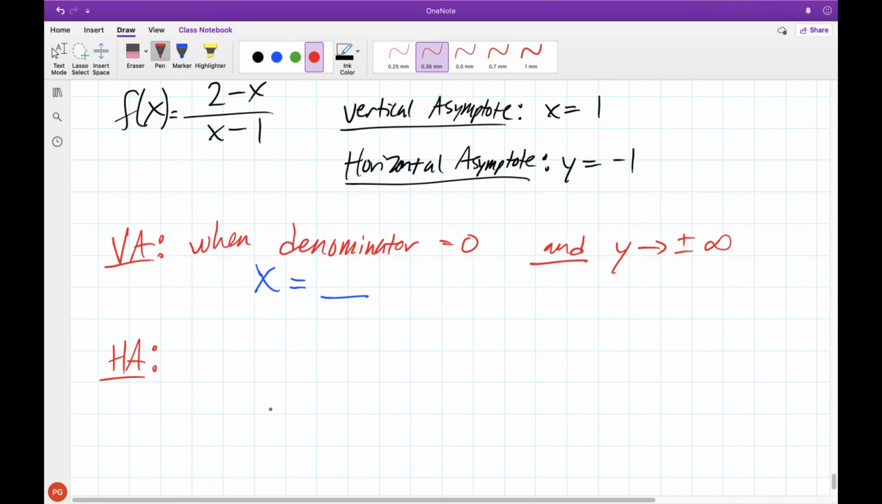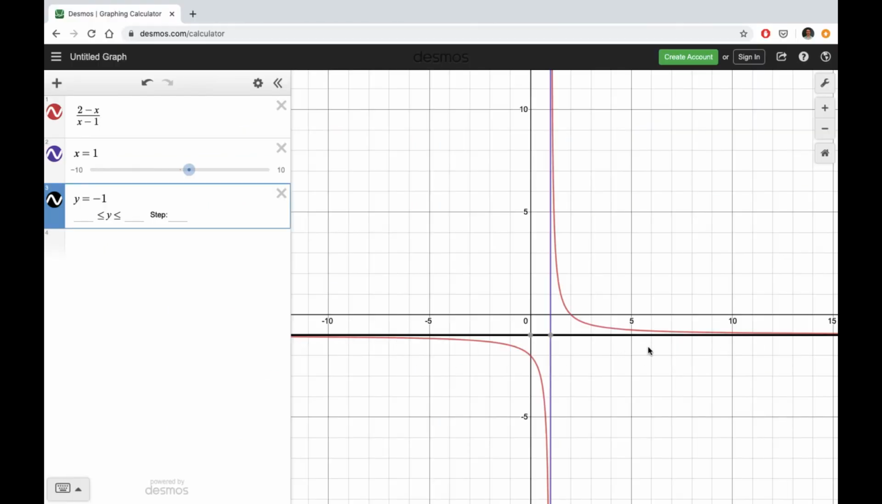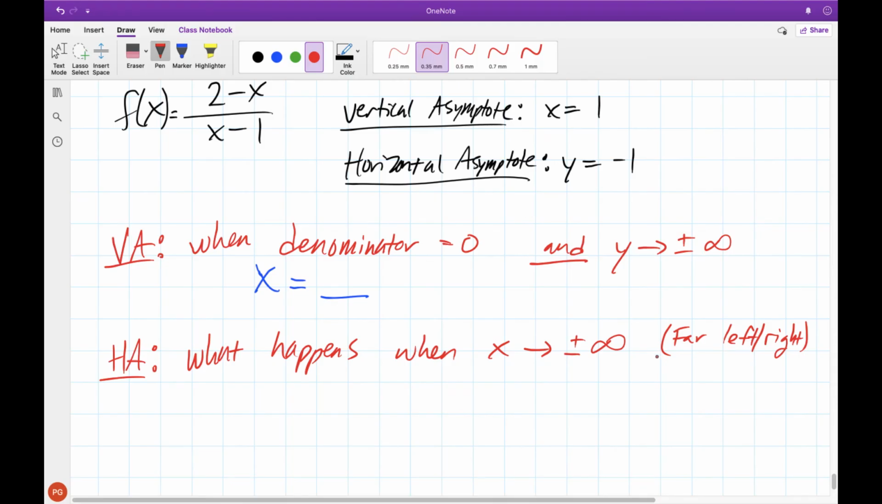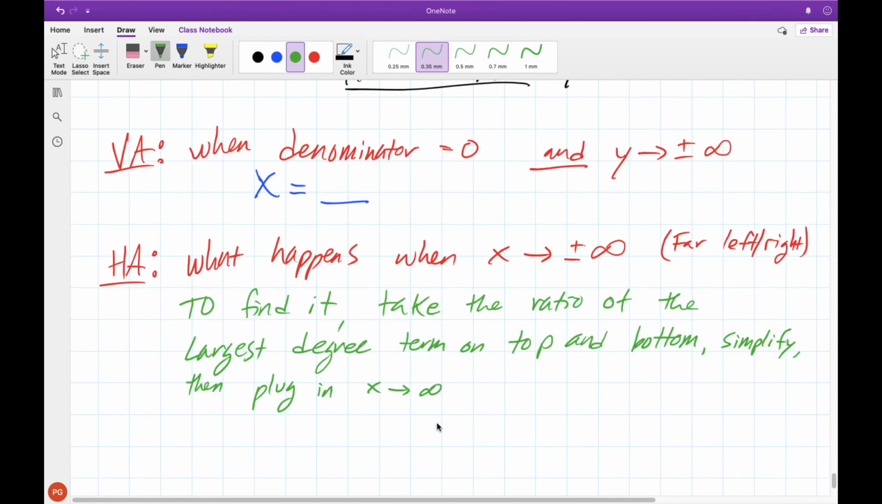For our horizontal asymptotes, it's helpful to look back at our graph. We'll notice these horizontal asymptotes occur when we go to really large positive or really large negative x, basically on the far left and right of our graph. To find our horizontal asymptotes, we look at the ratio of the largest degree terms on the top and the bottom. So basically, whichever term has the biggest power of x. We simplify it, and then we imagine what would happen as x goes to some really big number. The answer for this is always going to be y equals something, because our horizontal asymptotes are always flat. Flat lines are y equals something.